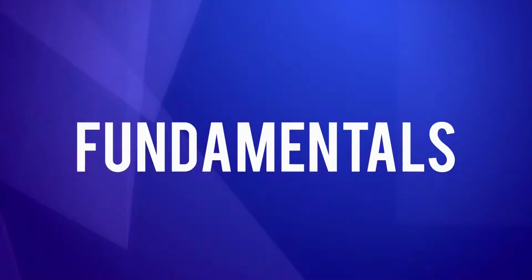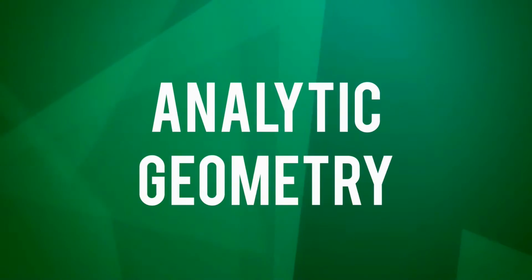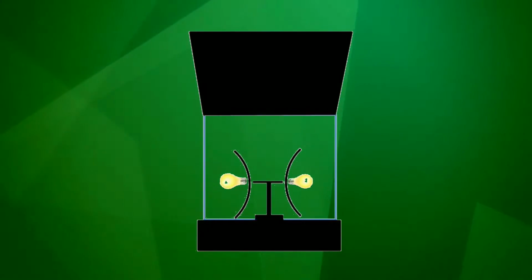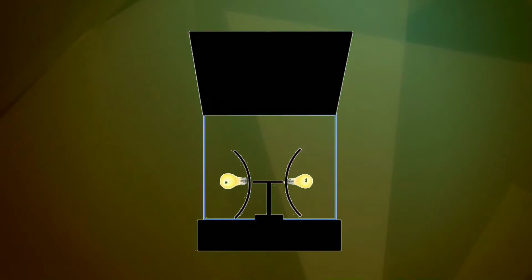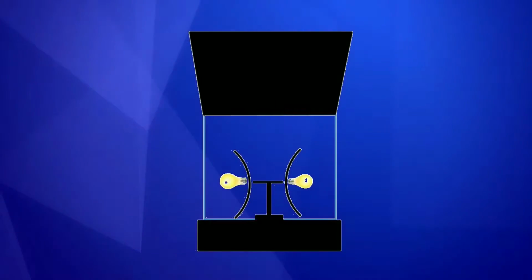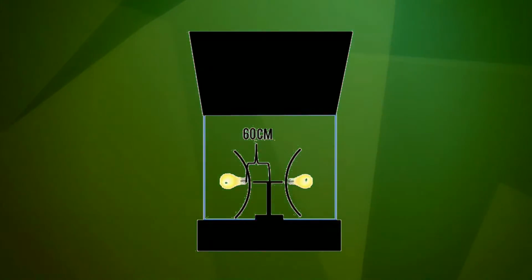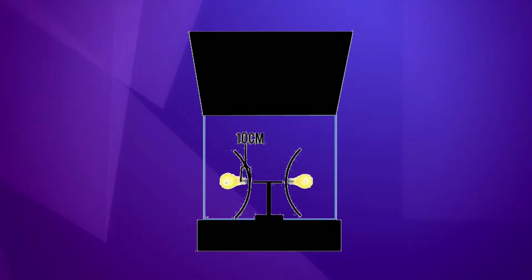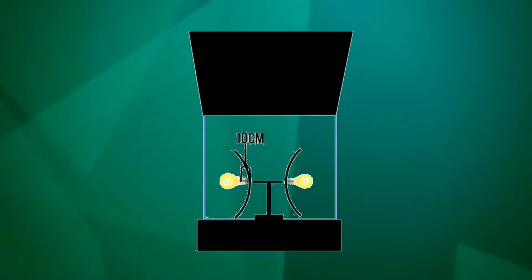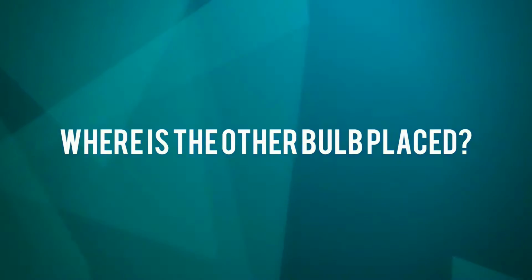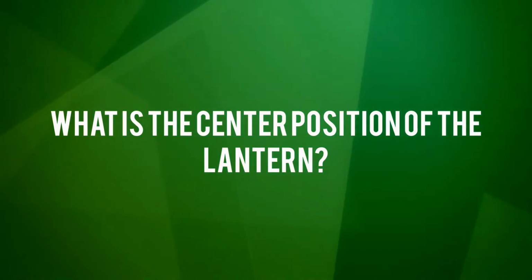Given the fundamentals, let's take a look at one of the uses of analytic geometry. We have Kyle, who was assigned to create a blueprint of the lantern of a lighthouse. The pair of light bulbs of the lantern must be placed at a coordinate 60 cm from the center of the lens of the lantern. The lens is placed 10 cm behind the bulb, and the other one is the same measurement in the opposite direction. Where should be the location of the other light bulb and the center of the lantern?